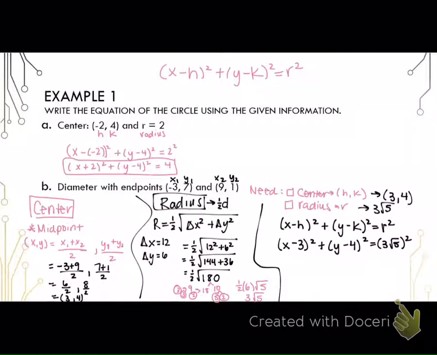Do you guys notice how I put that in parentheses? Make sure if you're going to put that in your calculator, it's in parentheses. There's a reason why I did that. What does it mean to square something? So we're doing 3 root 5 times 3 root 5, right? 3 times 3 is? 5 times 5 is? What's the square root of 25? What's 9 times 5? So we get an equation equal to 45. So it's x minus 3 squared plus y minus 4 squared equals 45.